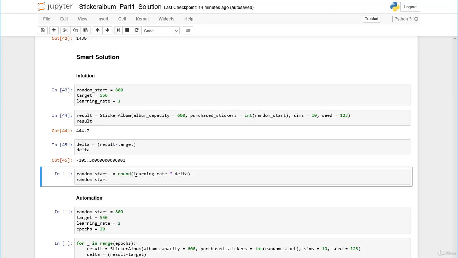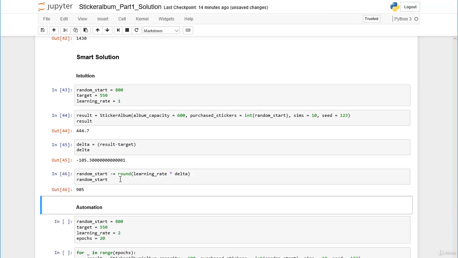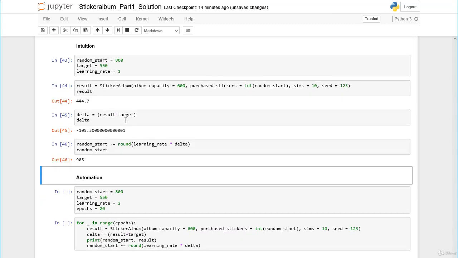We round it because there's no fraction of a random start or stickers we purchase, so we cannot make fractions of stickers. So now we are updating our random start, and we are ending up from 800 initially at 905. So why are we at 905? Because we had a delta of 105.